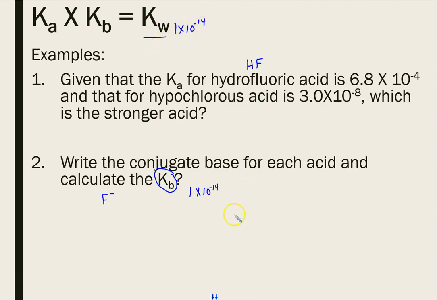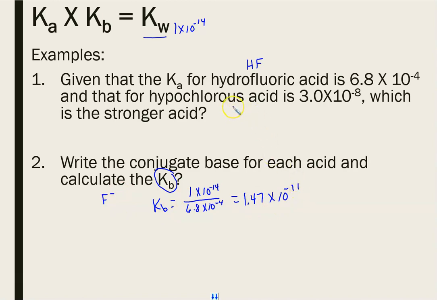That is something you do need to memorize. And we just divide by the Ka for the acid. We'll be using that quite a bit if it's a base. So we divide those out and get our answer. The Kb for the F minus is 1.47 times 10 to the negative 11th.